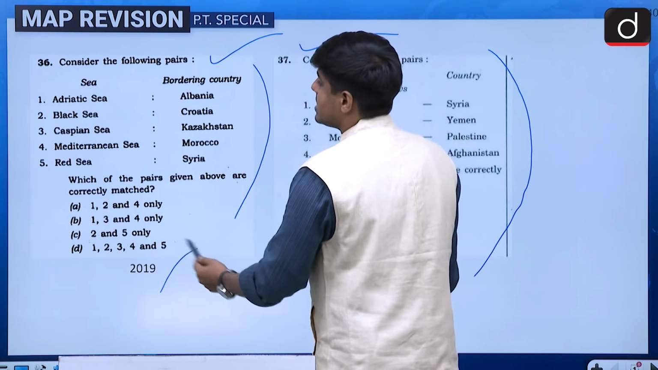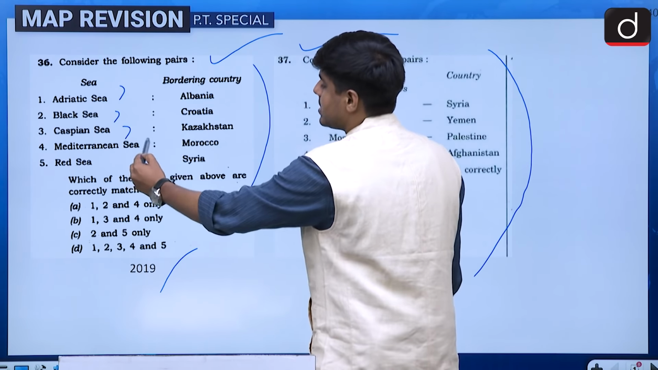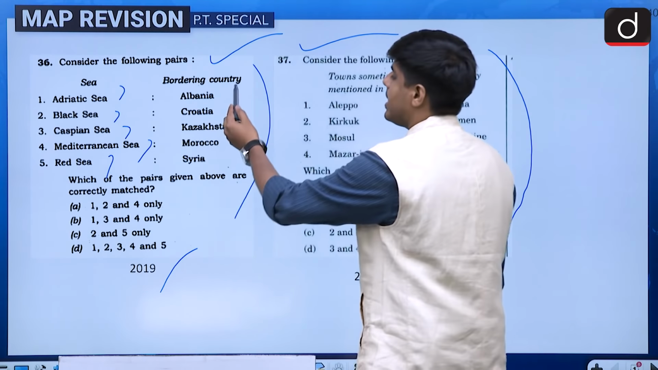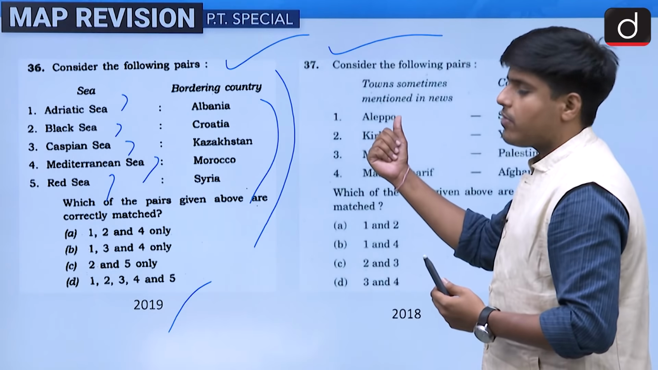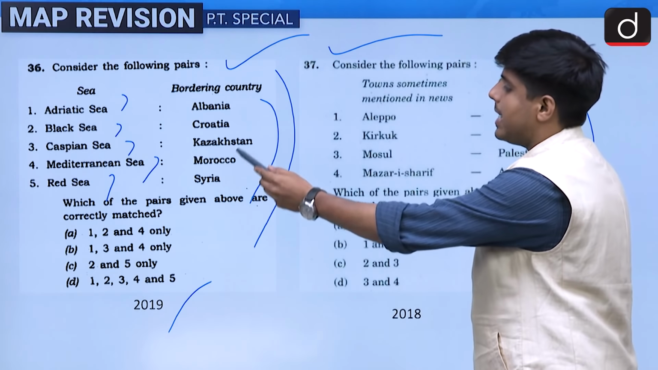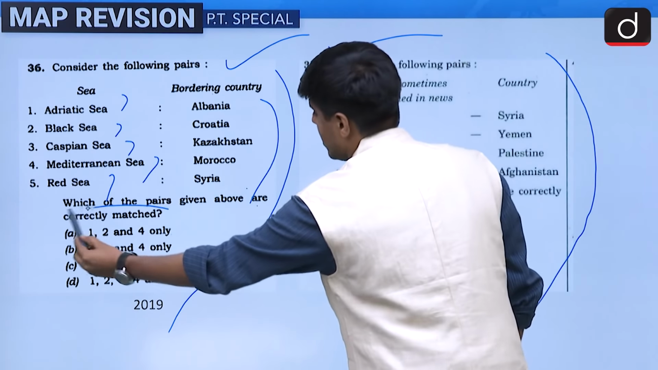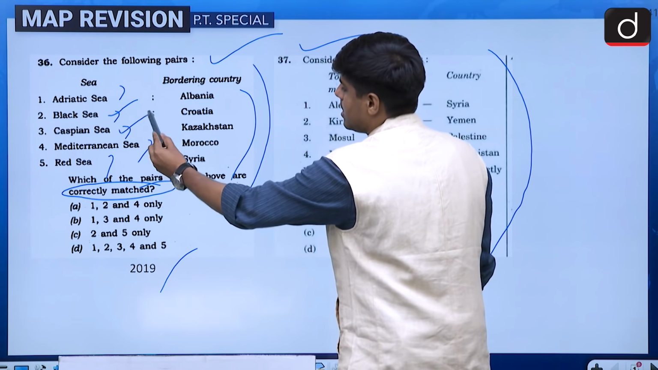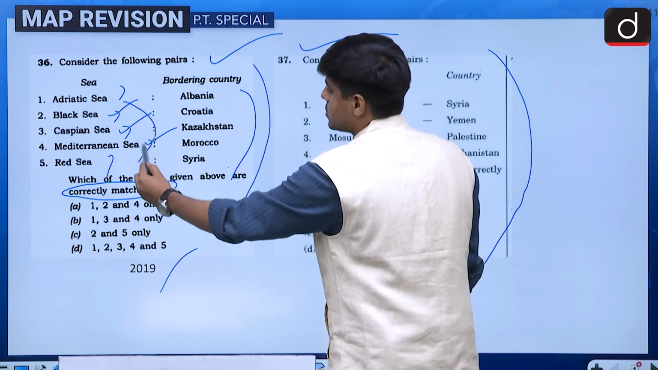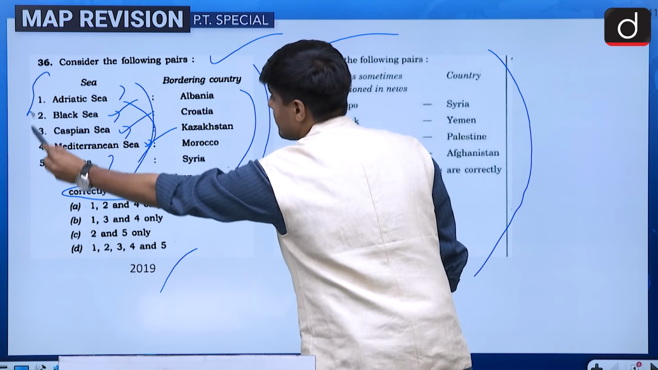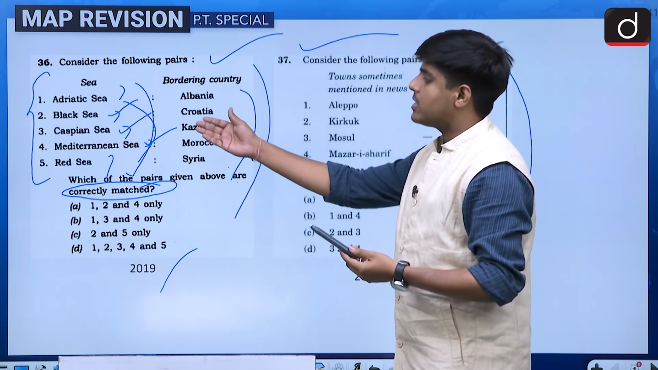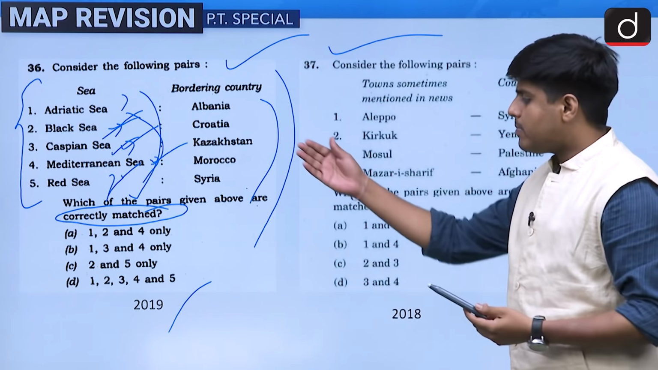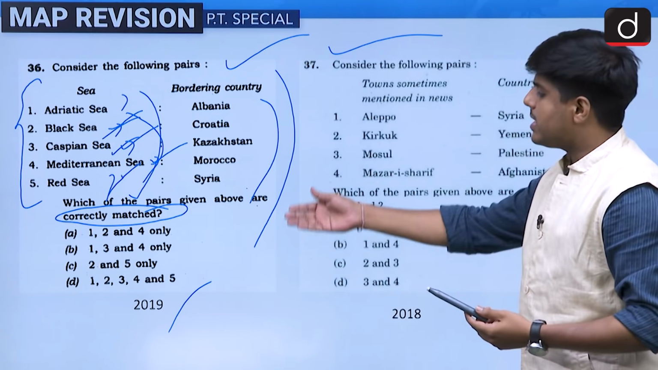So, in 2019, there was a question in which important water bodies were given: Black Sea, Caspian Sea, Mediterranean and Red Sea. And bordering countries were given in a match the following question, and you had to eliminate the wrong options or find which of them are correctly matched. So if you even know a few water bodies thoroughly out of all the five, and nobody can ever know all the options in such kind of questions, if you even know a few options and the countries associated with them, you can possibly eliminate the wrong options and reach the right answer.